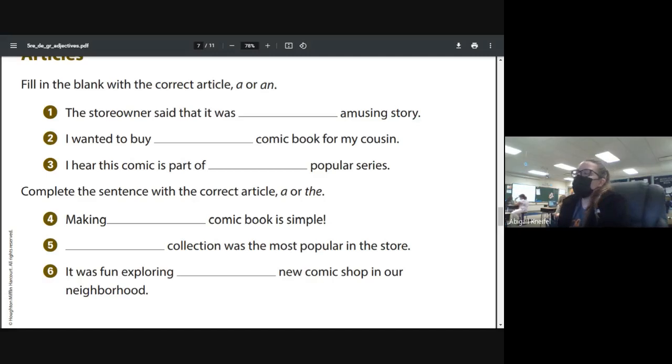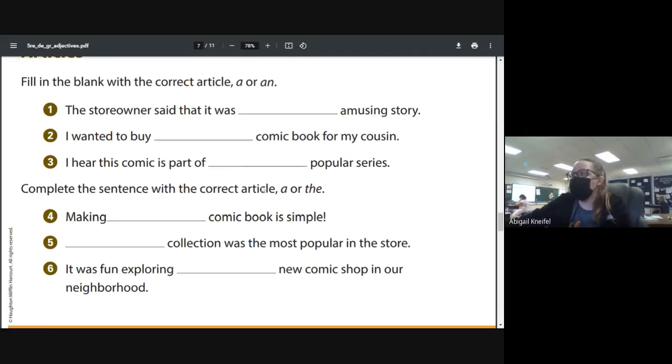And number 6. It was fun exploring a new comic shop in our neighborhood, or it was fun exploring the new comic shop in our neighborhood. No, I said both. You just weren't listening. So is it a new comic shop or the new comic shop? Ella? I disagree. I think it is the, because we are talking about a specific shop. Because it's in our neighborhood, we're talking about the specific shop, which makes it the.